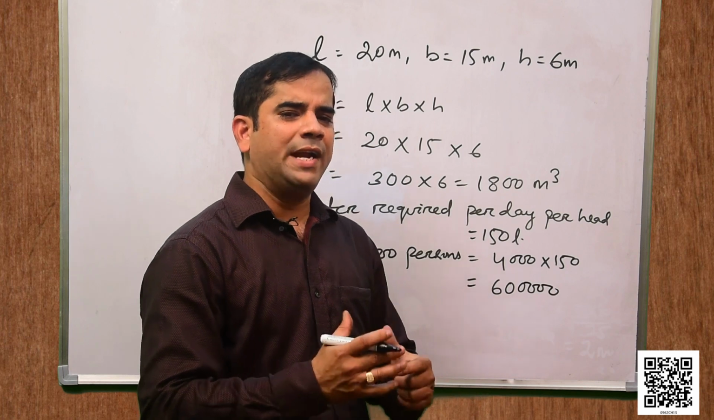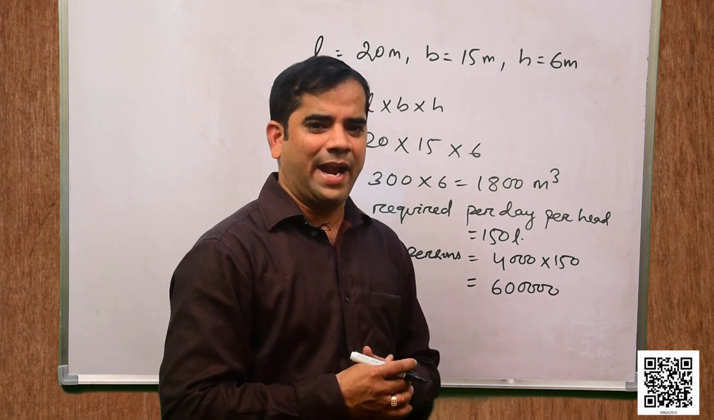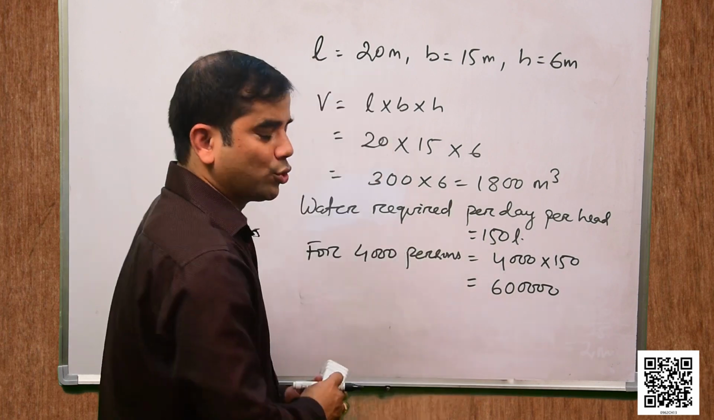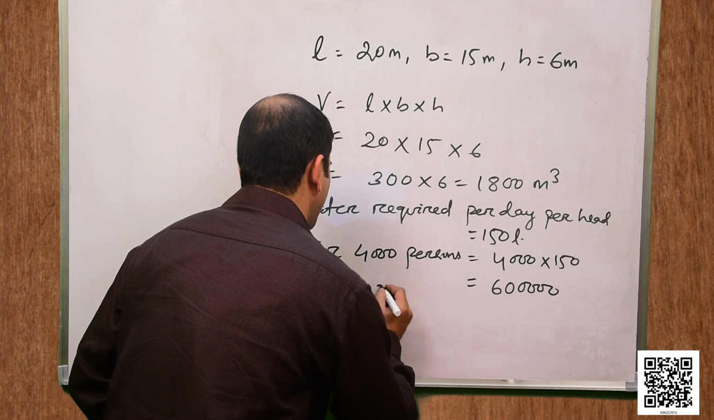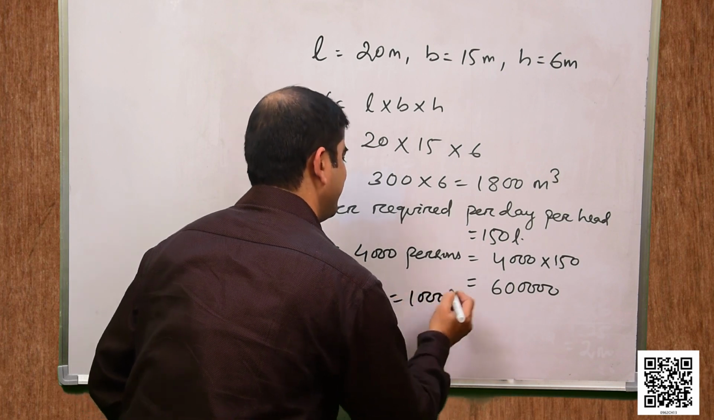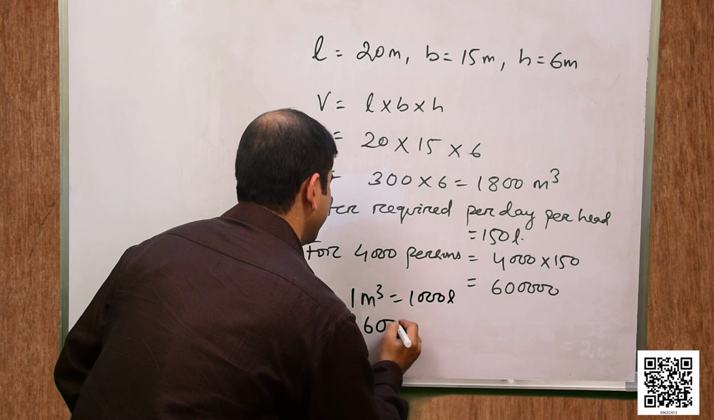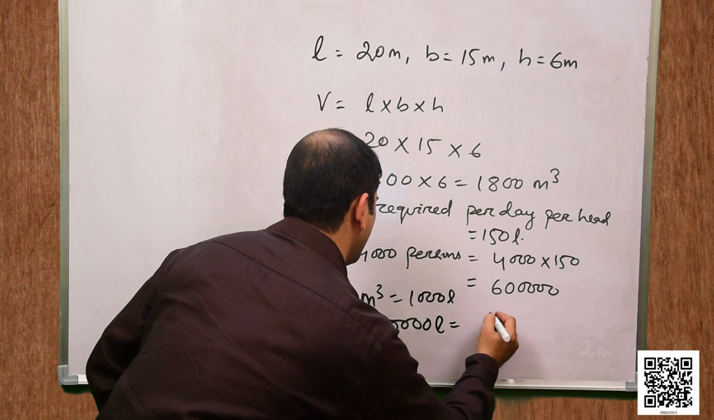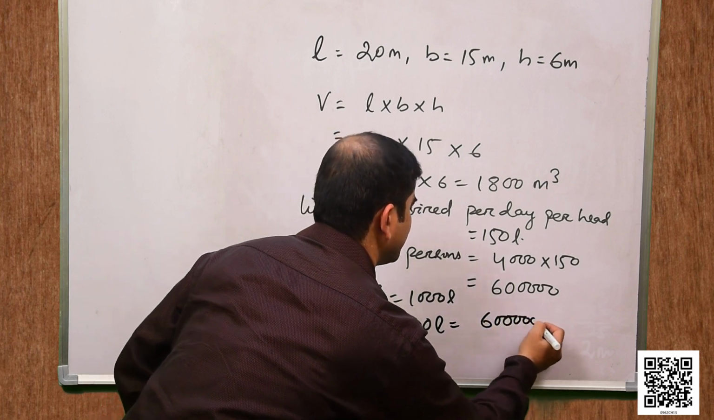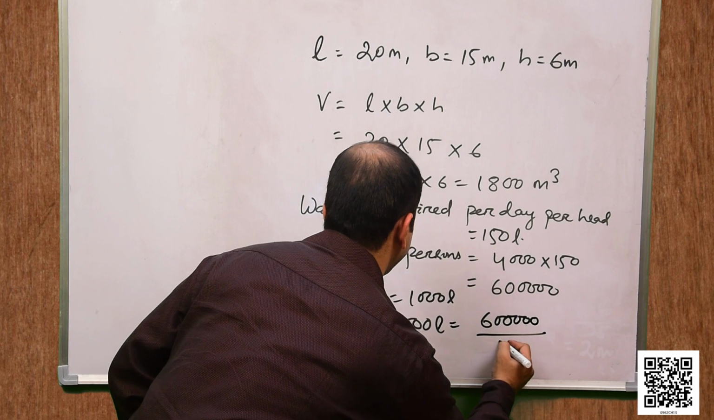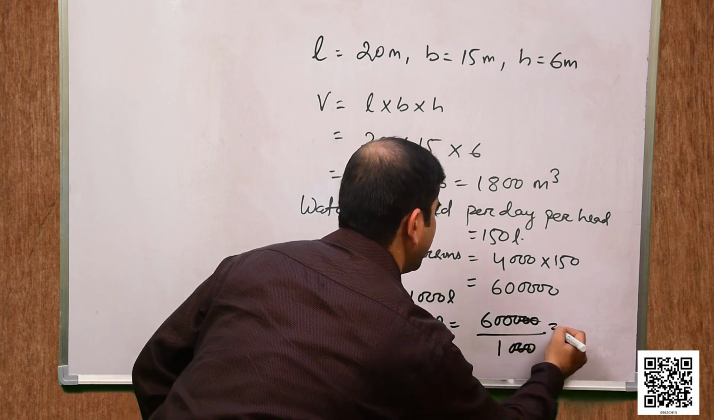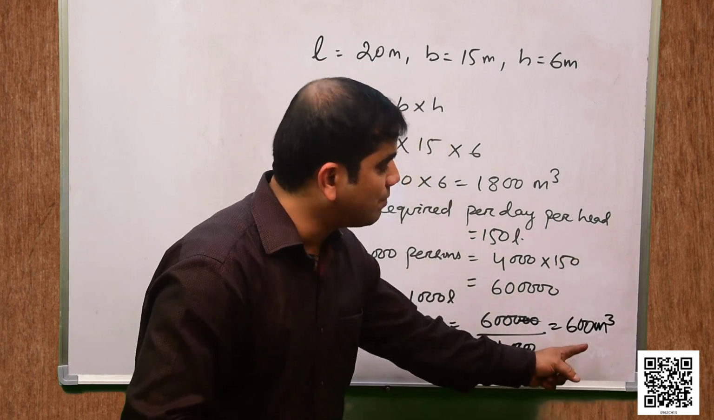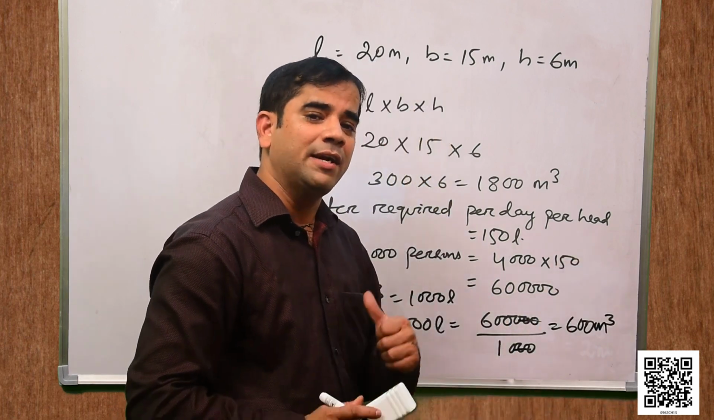Now we need to convert into the volume. So, we know that 1 meter cube is equal to 1000 liter. That means 6 lakh liter divided by 1000 is equal to 600 meter cube. So, this is the volume of water required for 4,000 people.